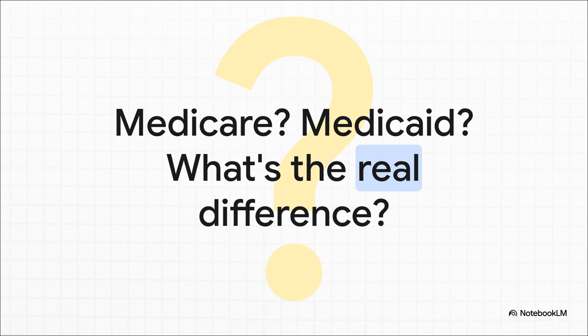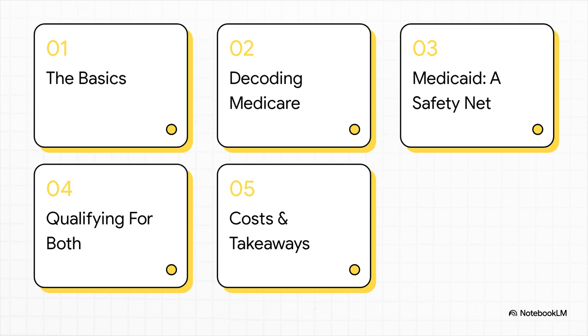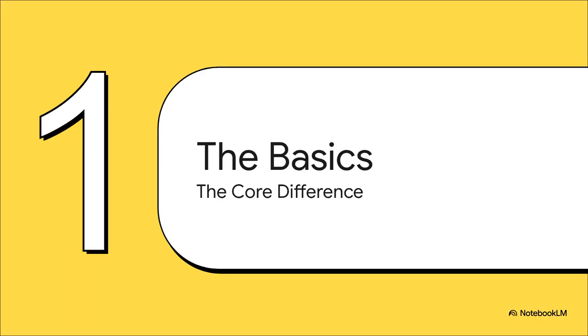Let's dive in. So here's our game plan. We'll start with the basics, then we'll decode that Medicare alphabet soup. After that, we'll look at Medicaid as a safety net, see how you can qualify for both, and wrap it all up with costs and the main takeaways. All right, let's jump right in.